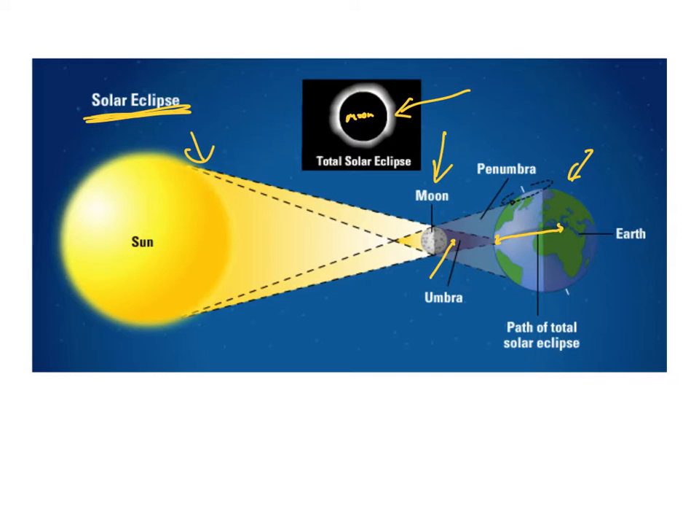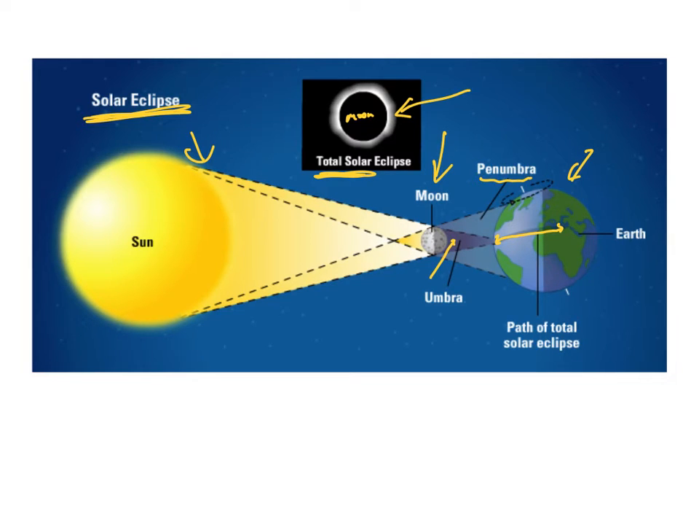Now, outside of that, we have this penumbra region here. So while it's still a shadow, it's not a complete shadow, but we'll notice that parts of the sun are going to be blocked off that way as well. So as you look at it, it won't be a complete total solar eclipse, but you'll still see the moon crossing in front of the sun that way.